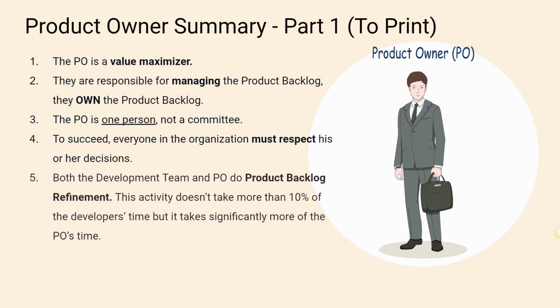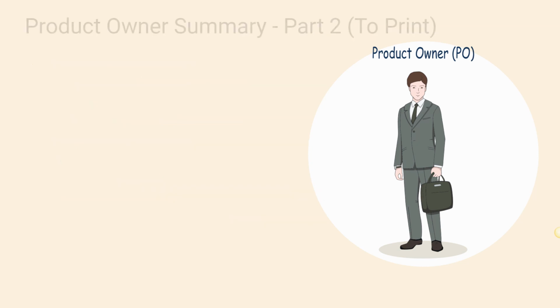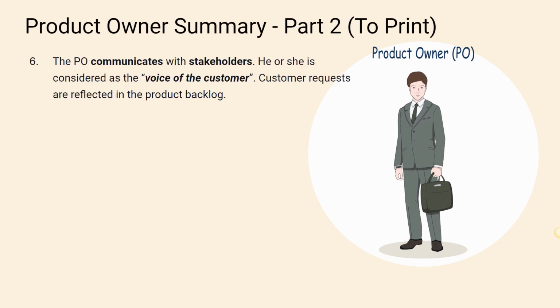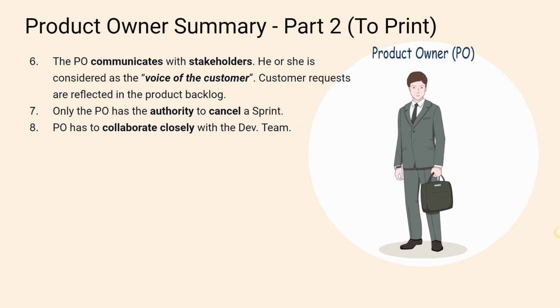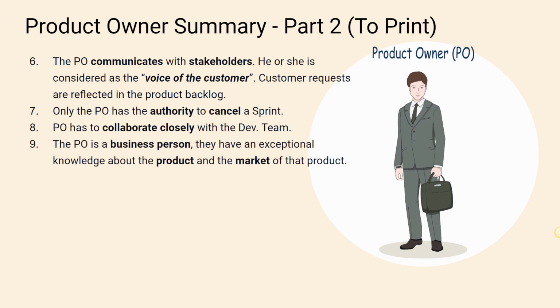Both the development team and the product owner do product backlog refinement. This activity doesn't take more than 10% of the developers' time, but it takes significantly more of the product owner's time. The product owner communicates with stakeholders. He or she is considered the voice of the customer. Customer requirements and requests are reflected in the product backlog. Only the product owner has the authority to cancel a sprint. The product owner has to collaborate closely with the development team. This is critical. The product owner is a business person.